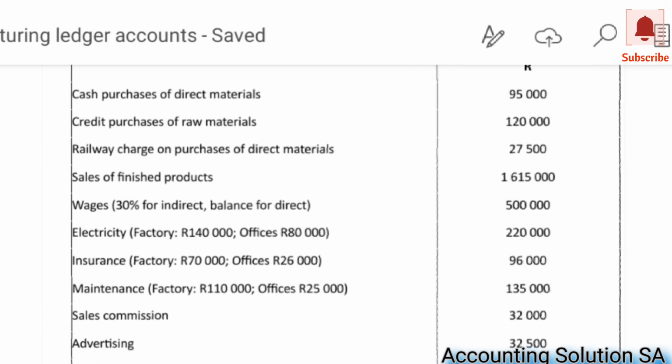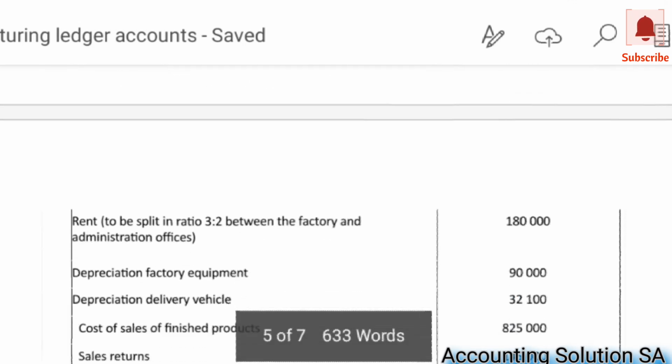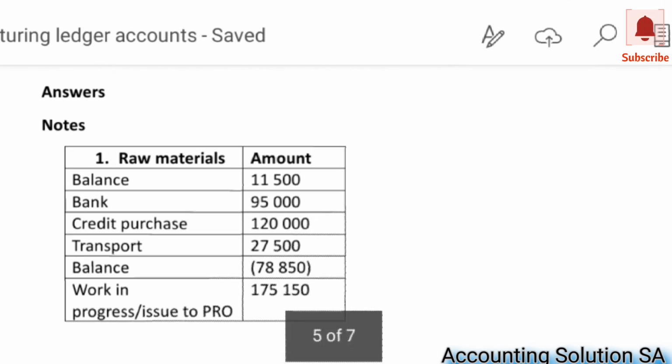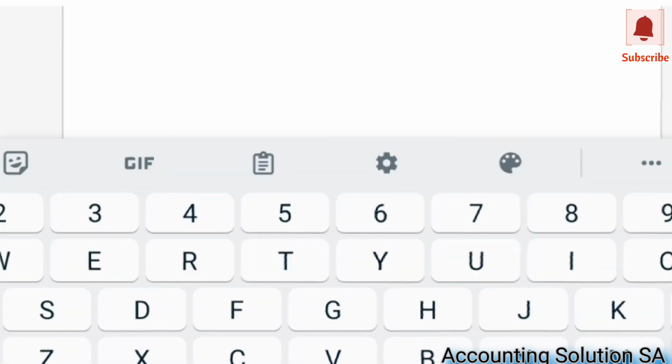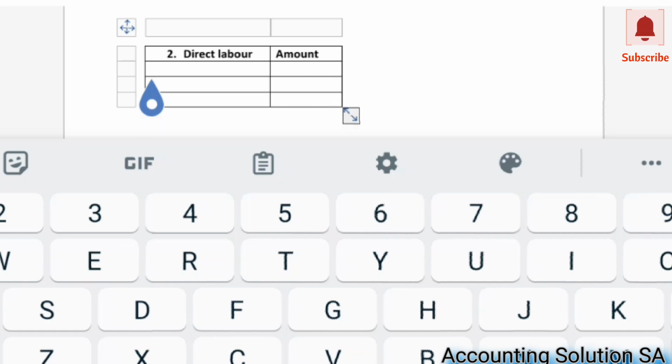Yes, we have. They said wages, 30% is indirect and the rest is direct, which means that out of that 500, only 70% is direct, because the other one is 30. In total, it must be 100%. Multiply by 70, it's going to give us 350. Creditors for wage, or you just say wage, 350.